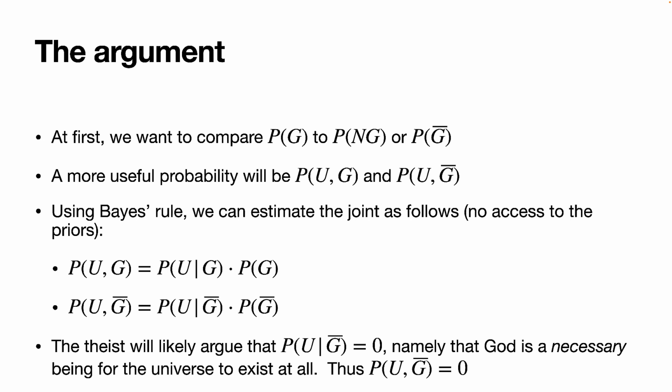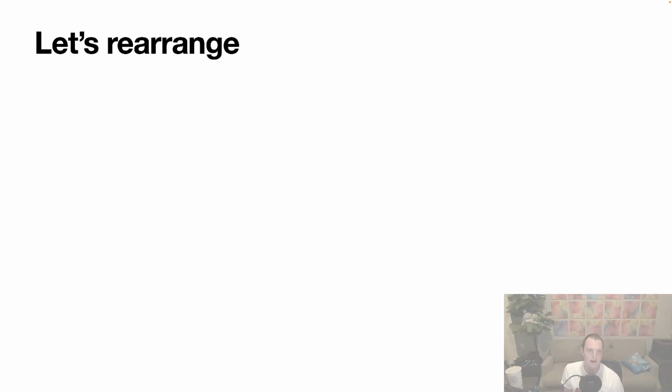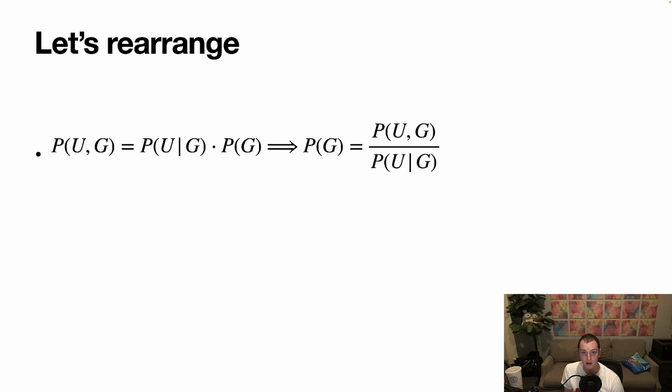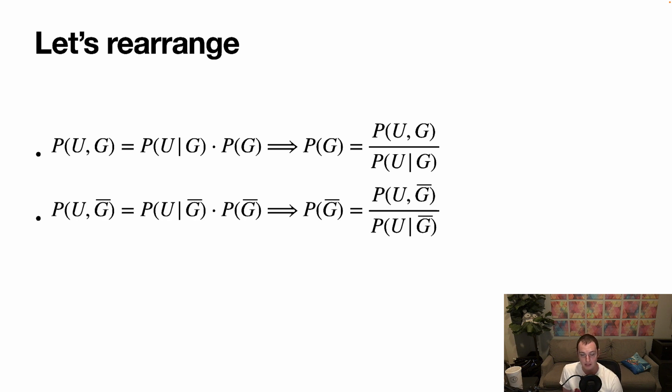So we can rearrange this. We can see this a little bit more clearly by dividing by these conditional probabilities, which you can only do if they're not 0. So it's a little shaky. But if we just rearrange this, the probability of God existing is equal to the probability that God exists and the universe exists the way we experience it, divided by the probability that the universe exists conditioned on God already existing. And likewise, same thing for God not existing. The probability that God doesn't exist is equal to the probability that we observe the universe and God doesn't exist, divided by the probability that the universe exists conditioned on God not existing.